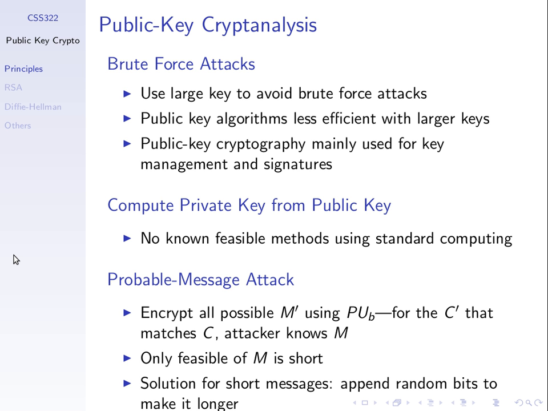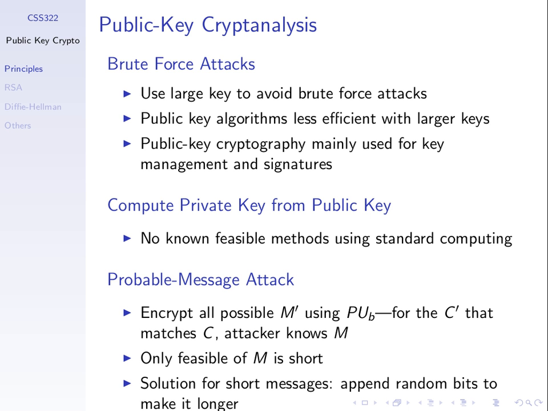How do we do a brute force attack on public key algorithms? We need to use a key that's large enough to avoid brute force attacks, because in the same way with symmetric key algorithms, if the attacker can, for example, guess the private key, then they've broken the cipher. So the same principles apply.